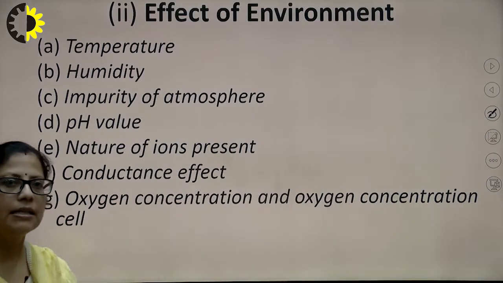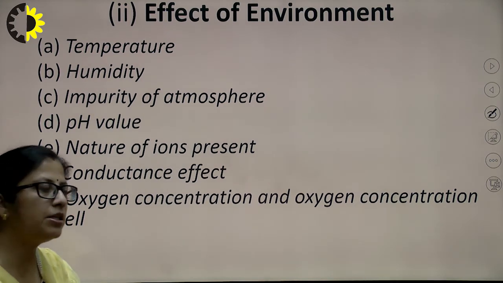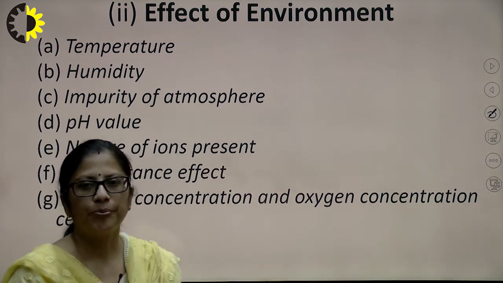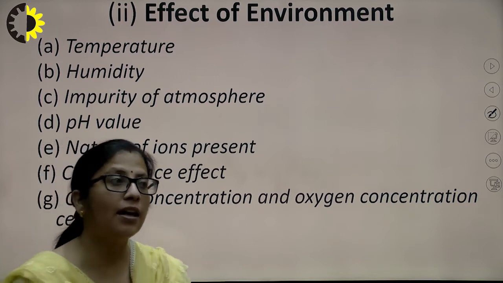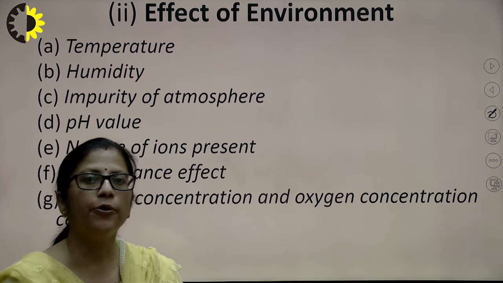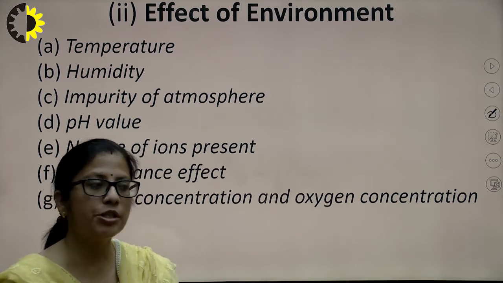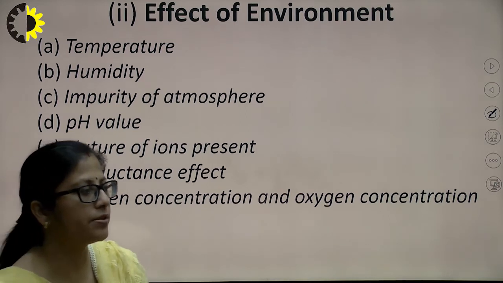Next is the effect of environment. Under the environment, first is the temperature. At low temperatures, other than alkali and alkaline earths, other metals do not undergo corrosion. The rate of corrosion is very less, but at elevated temperatures, the rate of corrosion increases.